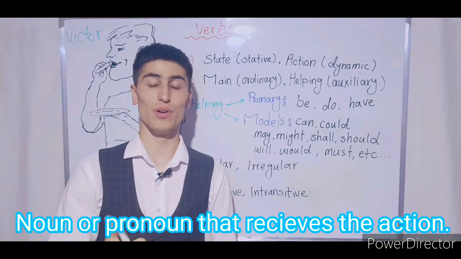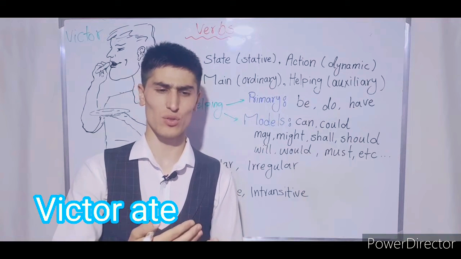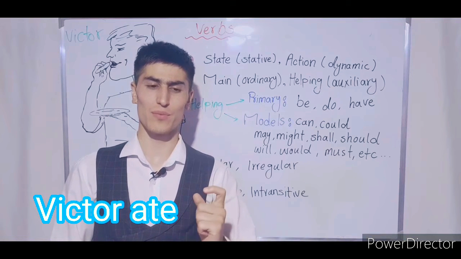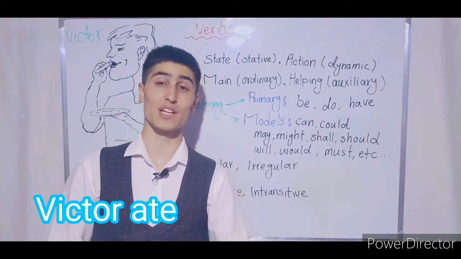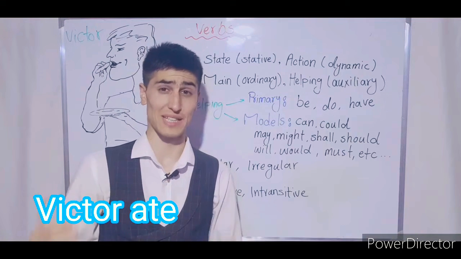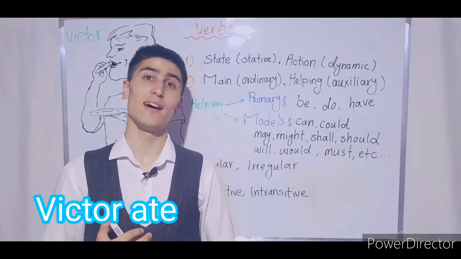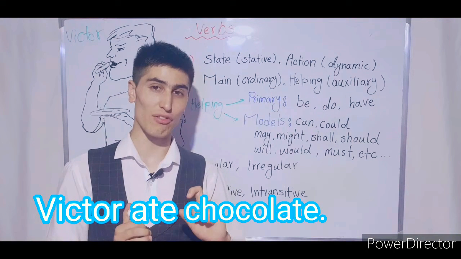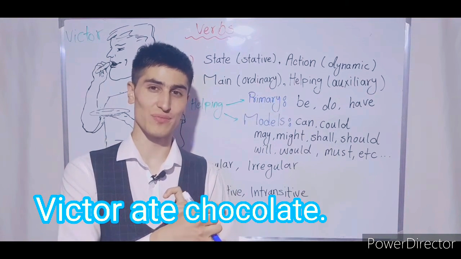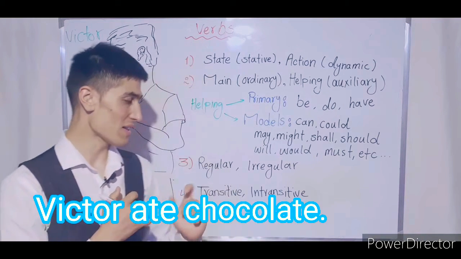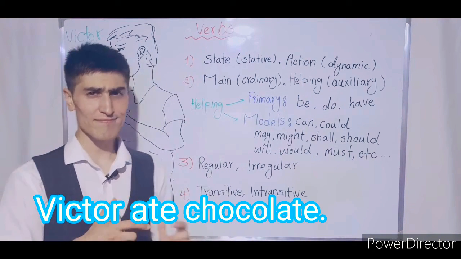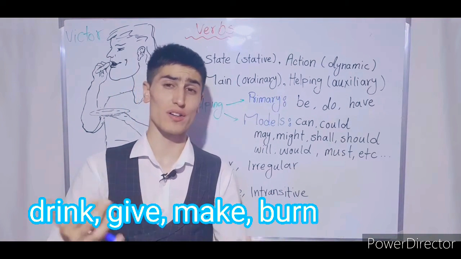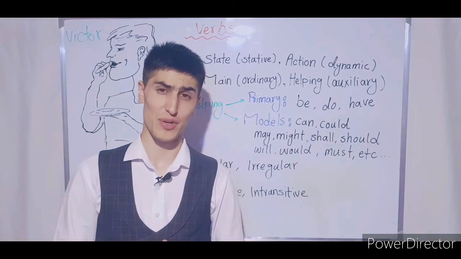Okay? For example, we can say that Victor ate. So eating here is a verb which is transitive and we need an object for it. Without an object it is not completed. So we complete it like this: Victor ate chocolate. Okay? Now here ate is the verb and chocolate is the object of the verb. So that is called a transitive verb. Other words like drink, give, make, or burn can be good examples of transitive verbs.